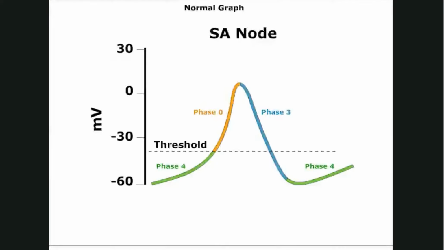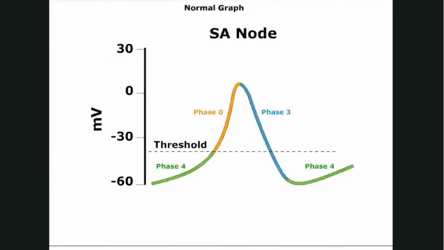Since slow response fibers lack functioning fast channels, they depolarize slower, causing a slower conduction of the action potential across the SA nodal fibers. These cells have no true resting potential. Instead, they generate regular spontaneous action potentials.